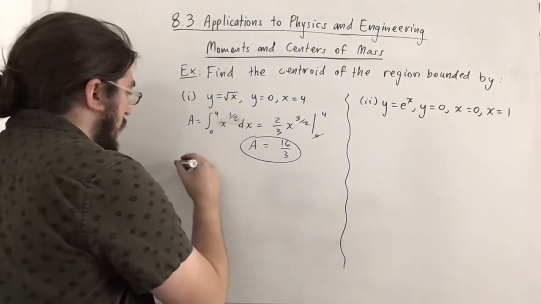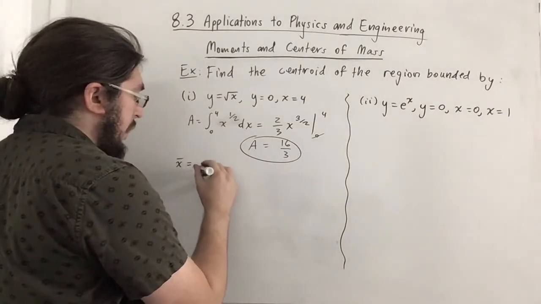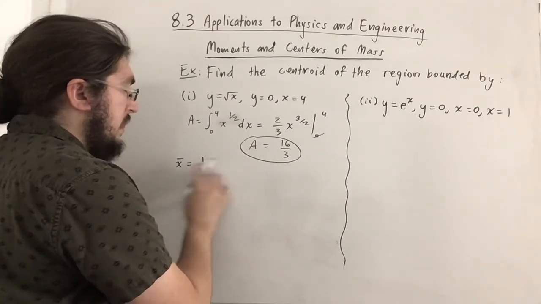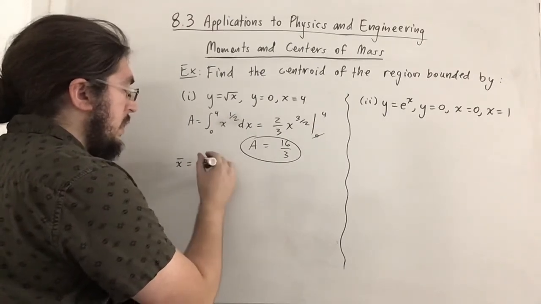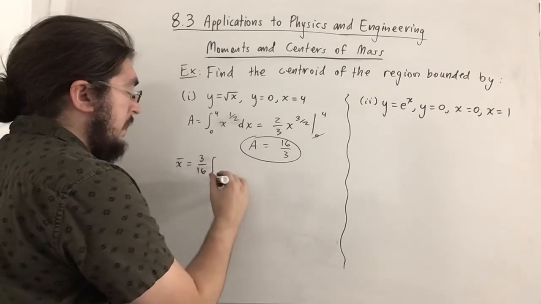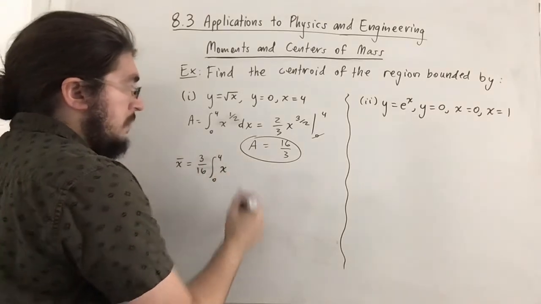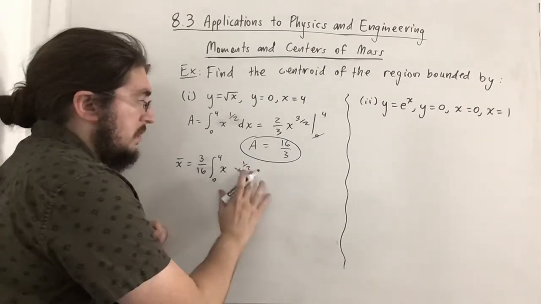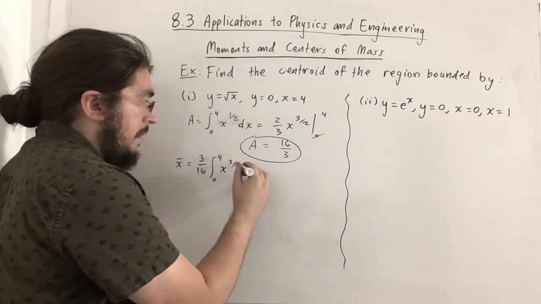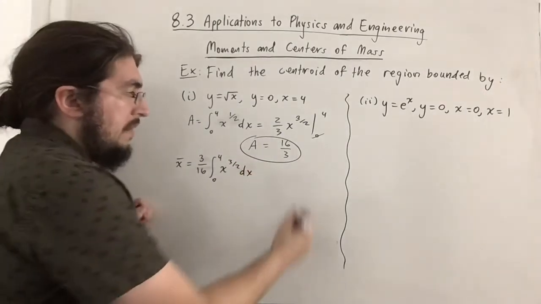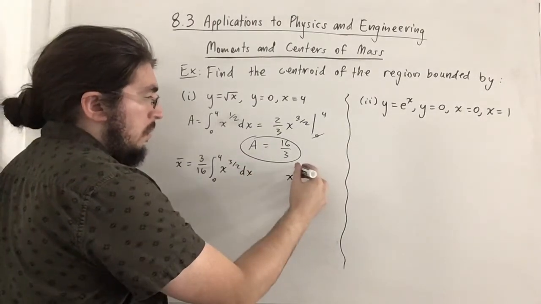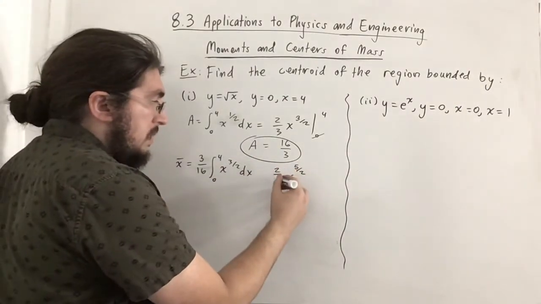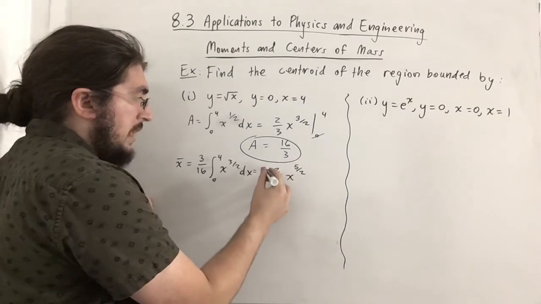Okay, and now I'm going to find x bar first. Recall that x bar is 1 over this, so that's going to be the reciprocal of 16 over 3, which is 3 over 16, times the integral from the same limit, 0 to 4, of x times the function. Now notice x times x to the 1/2 is x to the 3/2, so I'm just going to combine those like that. And the antiderivative of x to the 3/2 is x to the 5/2, because you add 1 to the power, divide by 5/2, so multiply by 2/5, then multiply by the 3/16 that is already there.